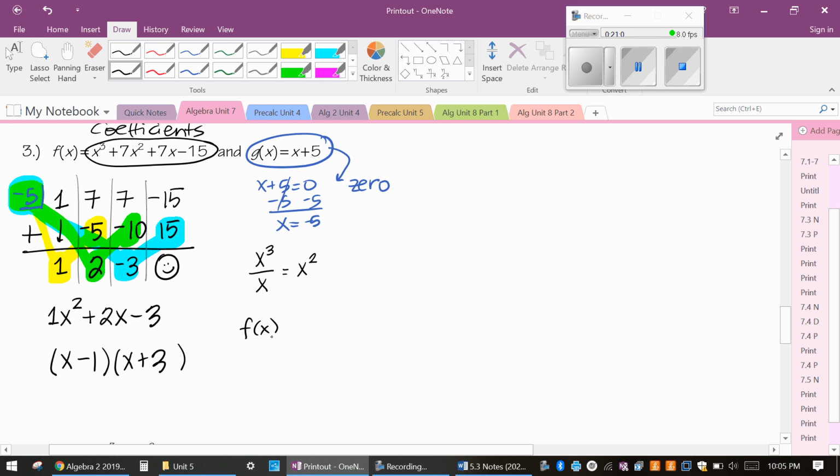So they asked me to divide f of x by g of x. F of x was x cubed plus 7x squared plus 7x minus 15. G of x was x plus 5. That gave me an answer of x squared plus 2x minus 3, which factored into x minus 1 and x plus 3.